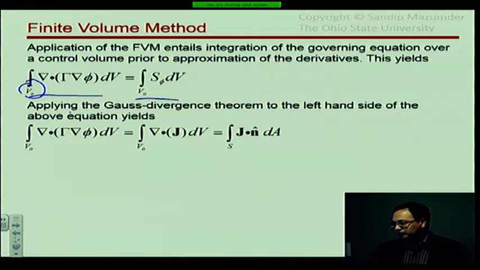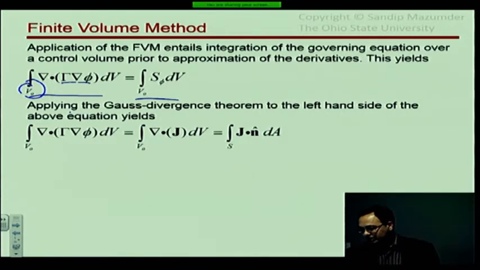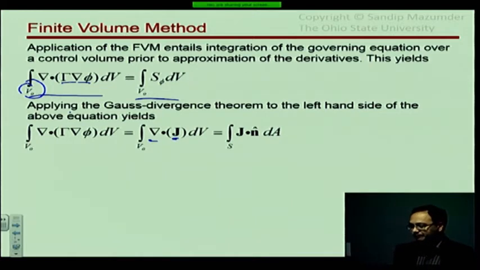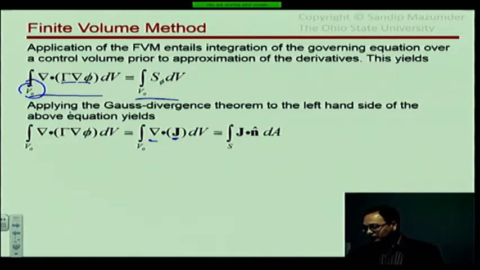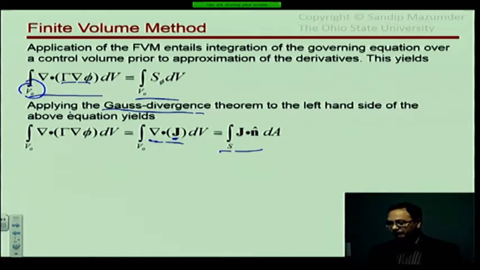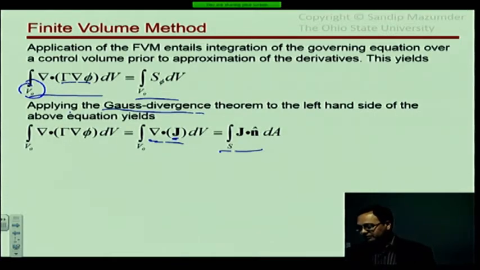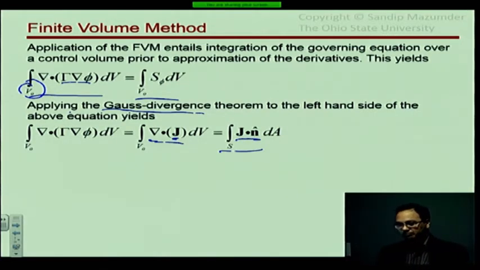So now, of course, this is what we are representing by J. So ultimately, it comes down to divergence of a flux vector J. And using the Gauss-divergence theorem, we convert it to a surface integral. The Gauss-divergence theorem is exactly what I've written here. It says when I have divergence of a vector and I do a volume integral of that, that becomes a surface integral of the vector, the normal component of the vector multiplied by the area.